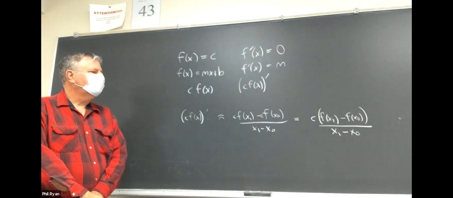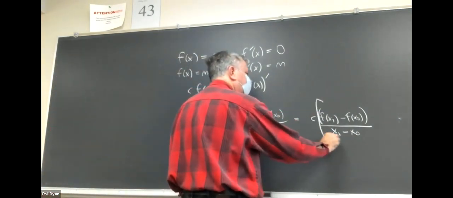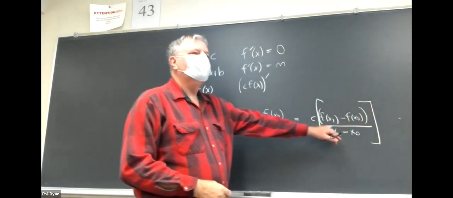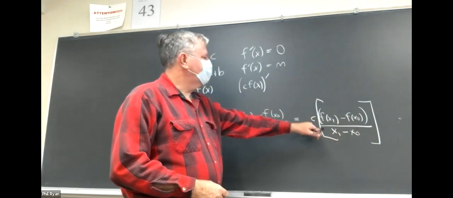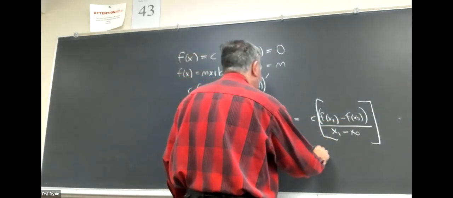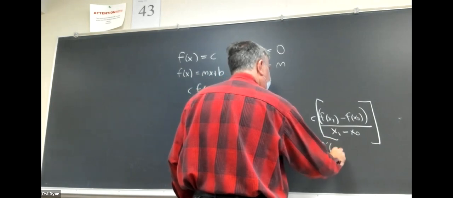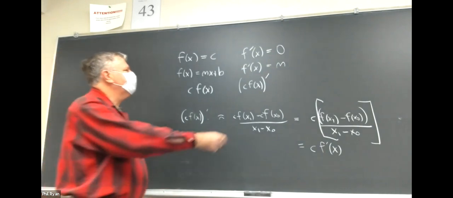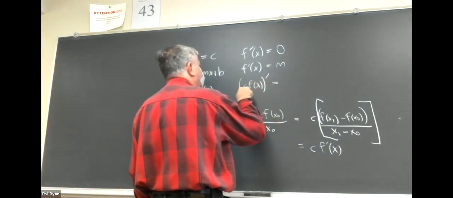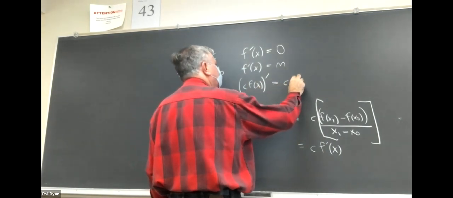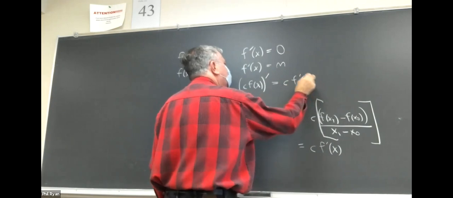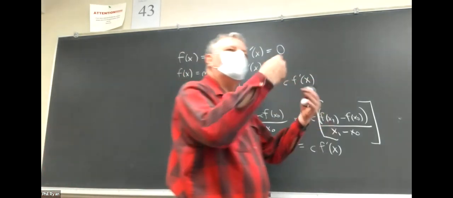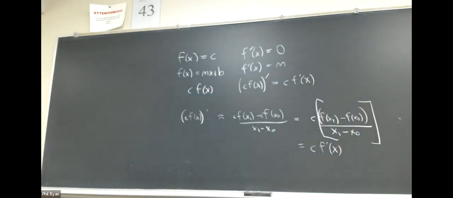Okay? This is f prime of x. Right, this is how we would figure out the derivative of f. So all we've got here now is c times the derivative of f. And so that's another rule we can get, that the derivative of a constant times a function is the constant times the derivative. Like if we're making everything 5 times bigger, then the change is going to be 5 times as much.